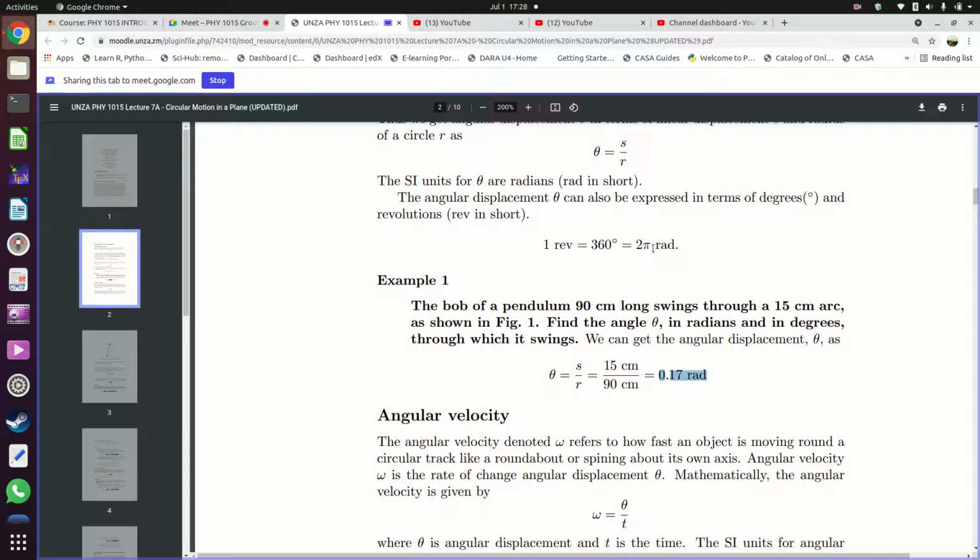But we know there's a relationship here. So you can use this relationship: 360 degrees is equal to 2 pi radians. So you can use this relationship to convert this theta which you have here into degrees. So basically you multiply on top by 360 degrees, at the bottom you divide by 2 pi radians, and you're going to end up with whatever your angle theta is, in degrees. Are we clear?